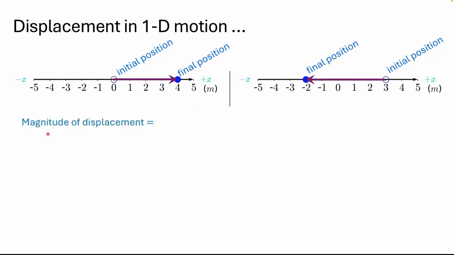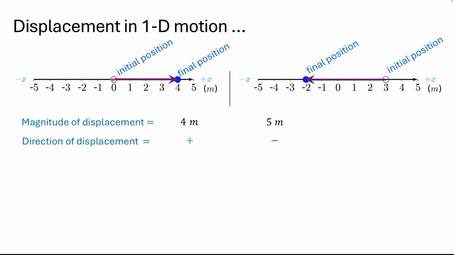Next, I am going to find the magnitude and direction of each displacement. The magnitude of displacement is the length of the arrow, which is 1, 2, 3, 4 meters. And the direction of displacement is positive. The magnitude of this displacement is 1, 2, 3, 4, 5 meters. And the direction of displacement is negative.